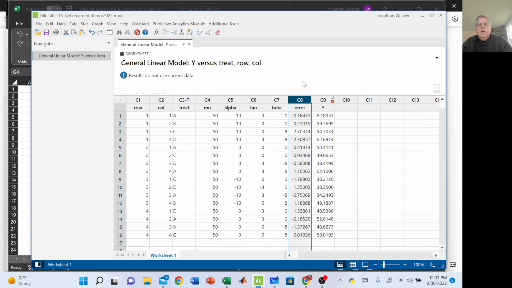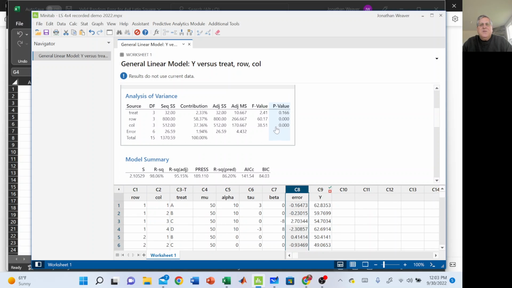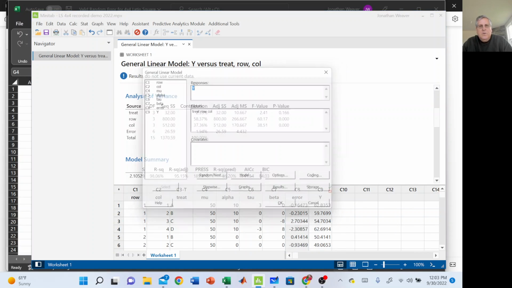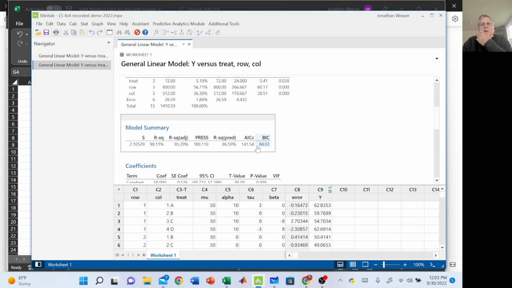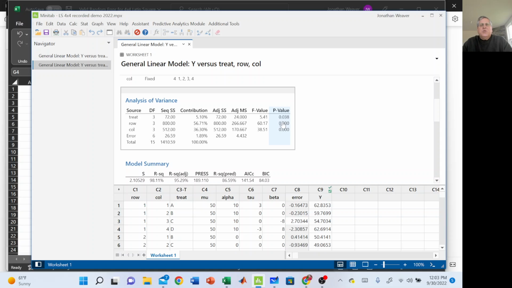So I think it looks okay. So I've just increased the size of the treatment effect to try to get a more significant value here in the analysis. And it worked. So I have roughly 4%, 0.038. So your conclusion here to your boss should be you're 96.2% sure the treatments are not all the same.